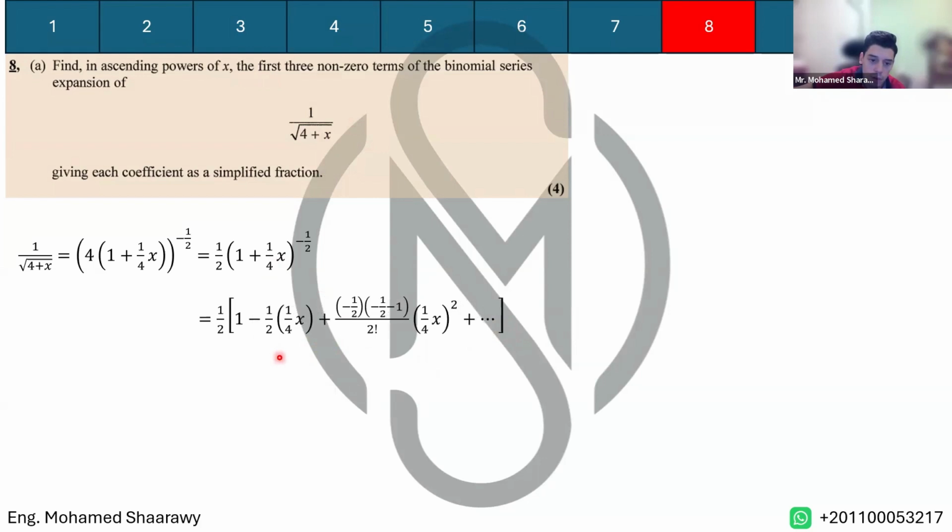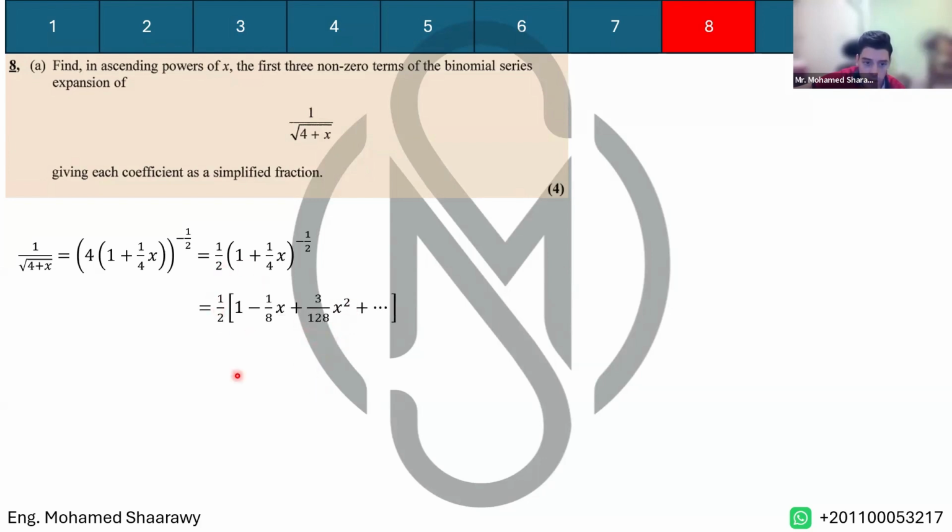So let me simplify this. This would be negative 1 over 8. And this will be negative 3 over 2. This will be 3 over 4. 3 over 4 over 2 factorial is 3 over 8. 3 over 8 times 1 over 4 squared, and 1 over 4 squared is 1 over 16. So 3 over 8 times 1 over 16 is 3 over 128. And this is x squared.